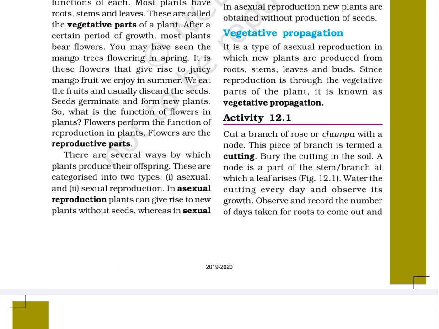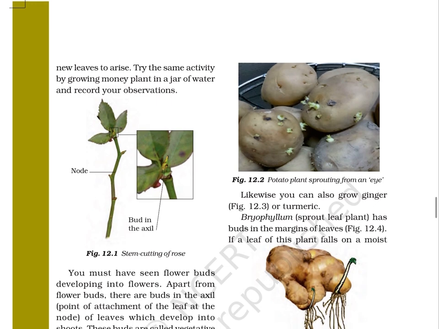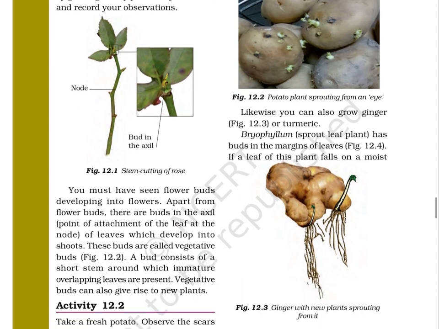Page 134. Try the same activity by growing money plant in a jar of water and record your observations. Figure 12.1. Stem cutting of rose. Here we can observe a stem. On the stem there is node. On close observation we can also observe bud in the axil.